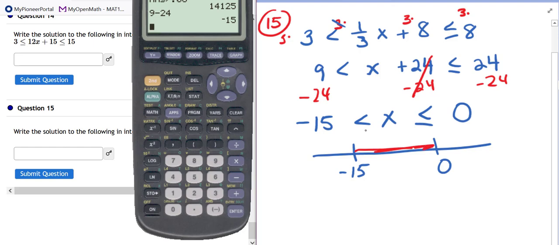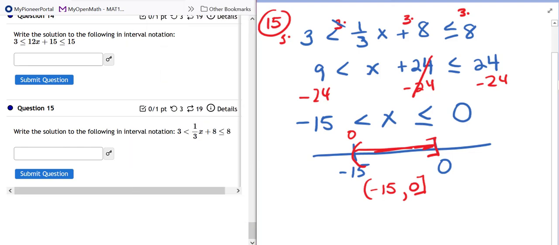And no equals underneath on this one. So this will be a parentheses or an open circle on the software. And it looks like they just asked us for interval notation. This will be a bracket. So your interval notation will be negative 15 to 0. All right, and that is all they wanted. And I do have parentheses on the negative 15. All right, so we're good there.